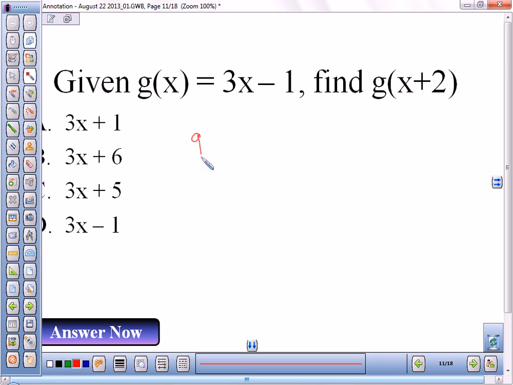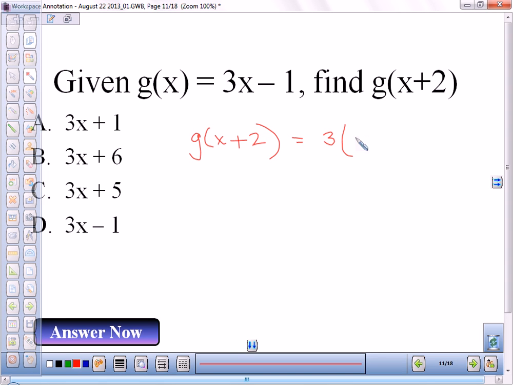equal to 3 times. Does that make more sense? Okay, good. So, g of x plus 2 would be 3x plus 6 minus 1.